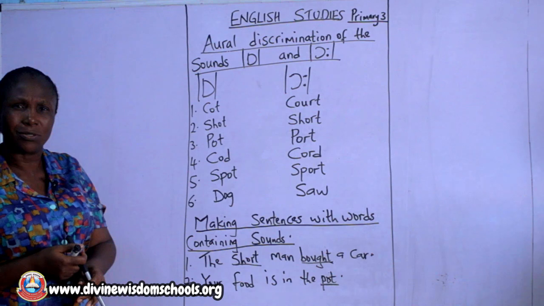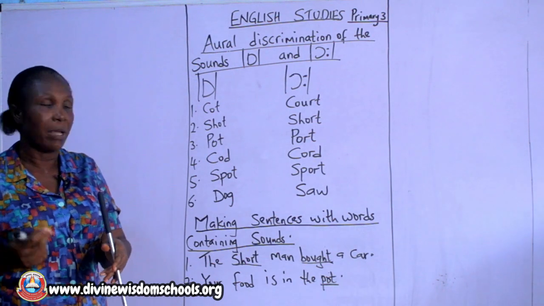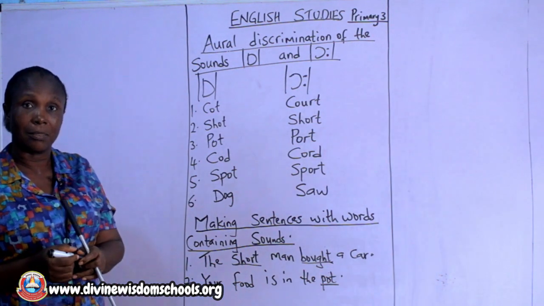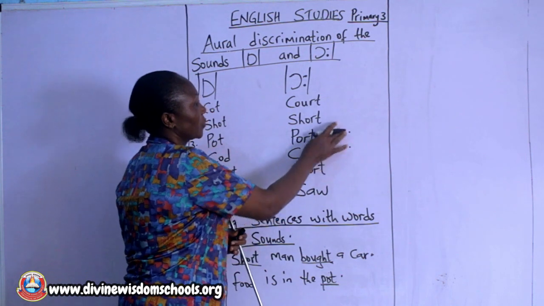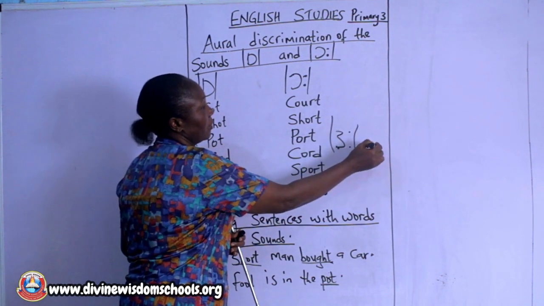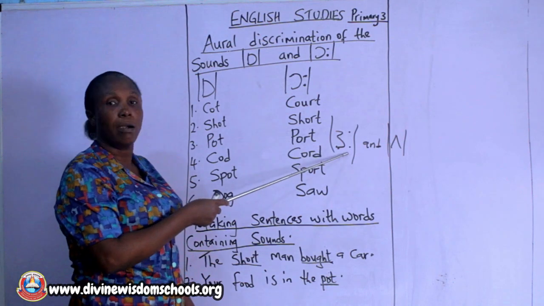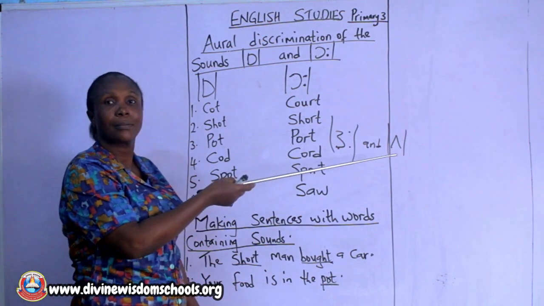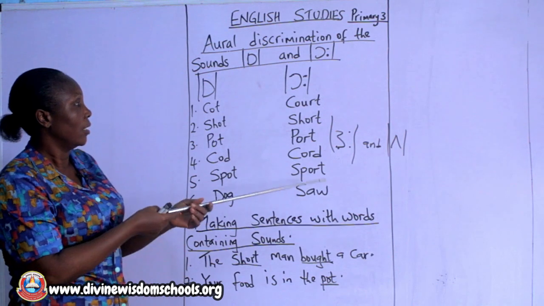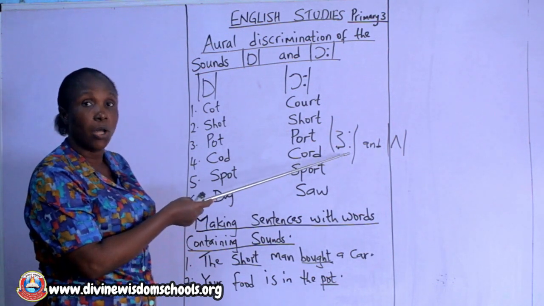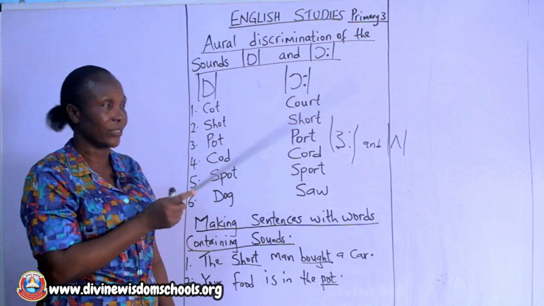But before we continue, I want us to go back to our previous lesson to see if we can still remember what we did. In our previous lesson, we learned about the sounds /ɑː/ and /ʌ/. I said that these two sounds are different. We learned that the /ɑː/ is a long vowel sound, while the /ʌ/ is a short vowel sound.